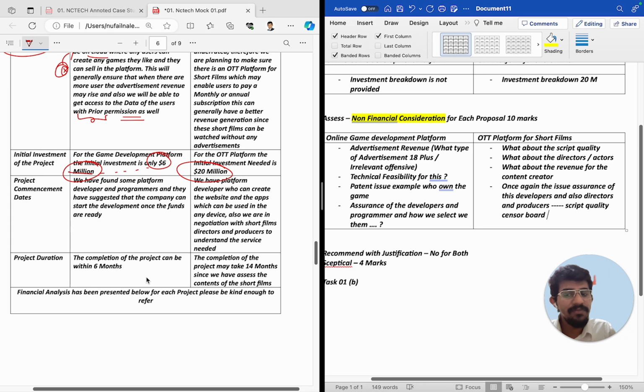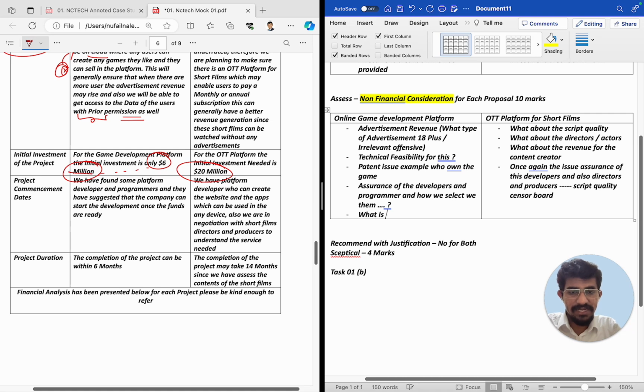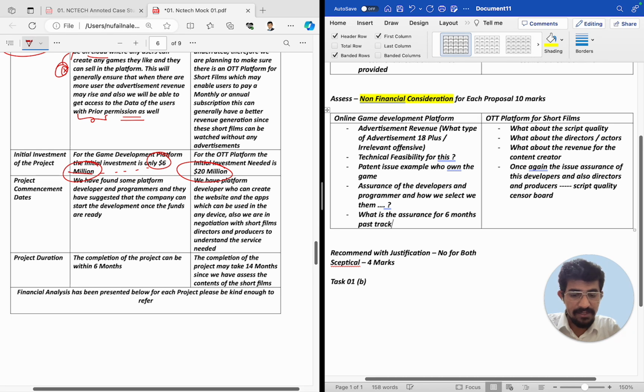Project duration: completion of the project within 6 months. So they say that, but what is the assurance for 6 months? Once again, I have to ask, what is the assurance for 6 months? Do they have any past track records? Because that is a very, very important question we have to always ask.